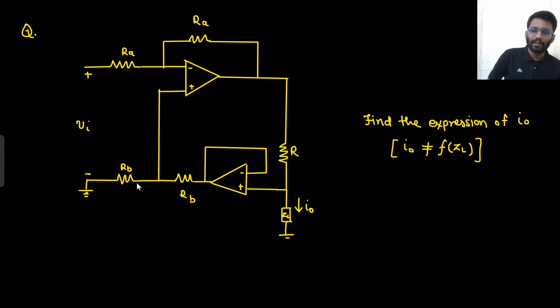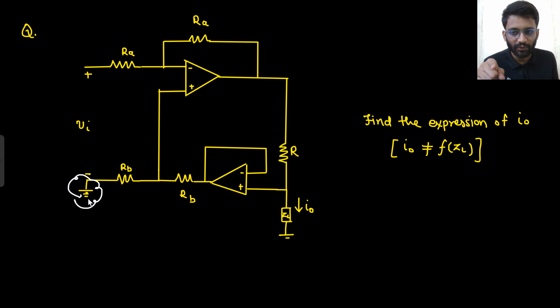So what we will do? So this node is 0. Actually, when I showed you the question in the previous video, I did not show this ground. I should have shown this ground. I am really sorry for that. So this is ground here. Okay. So this node is 0.